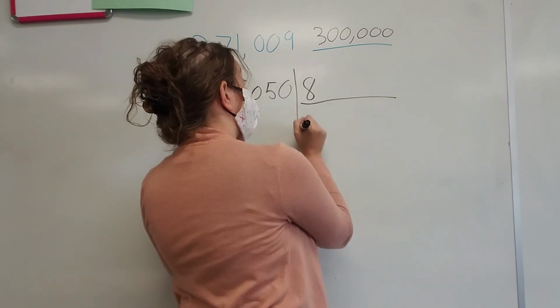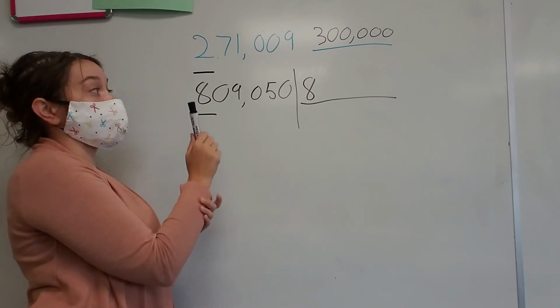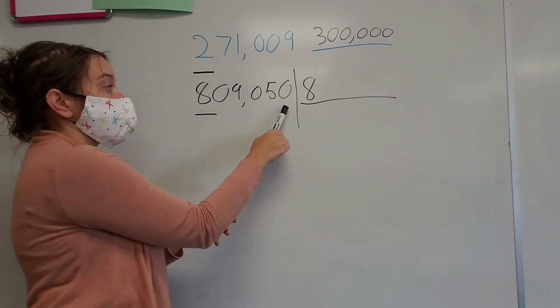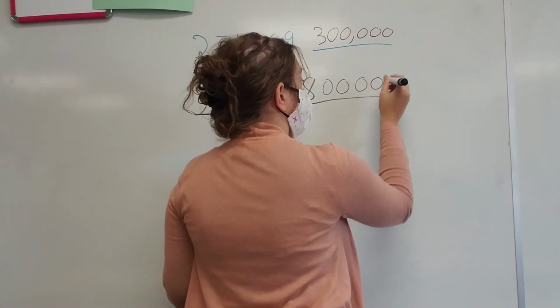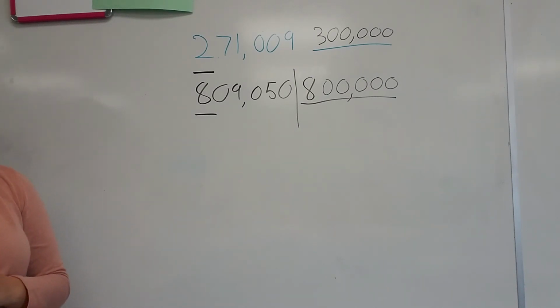So now we have 8,800. So now how many zeros do we need again? Let's count. 1, 2, 3, 4, 5. So your answer is 800,000. I want you to try to do C, D, E, and F. Okay?